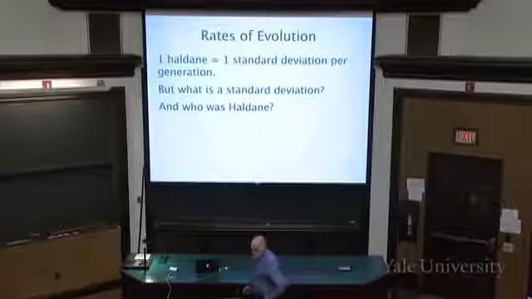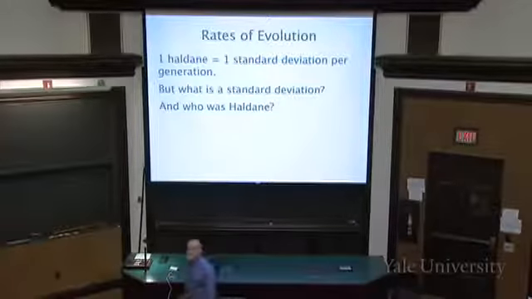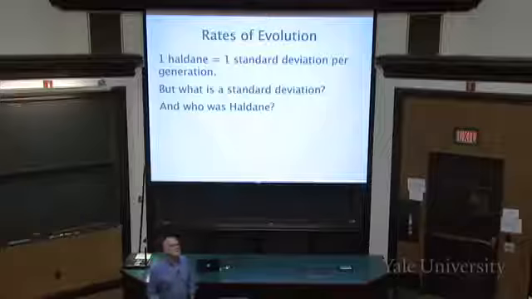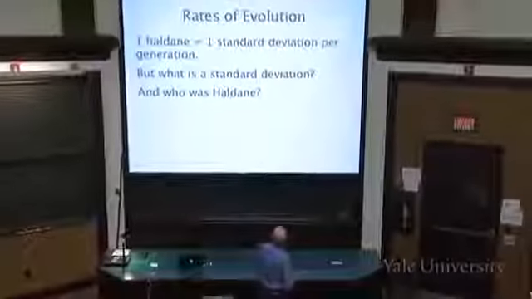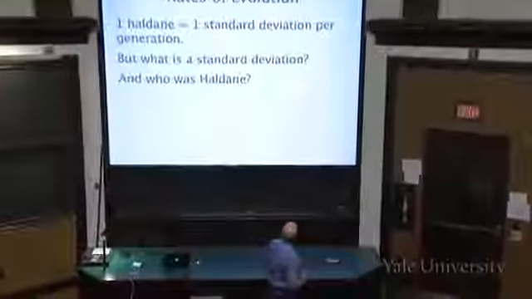Now, how do we measure it? Well, currently, and there's been a bit of controversy about this, but currently, the preferred unit of measurement is a Haldane. And a Haldane is a change in the mean value of the population by 1 standard deviation per generation. So I'm going to tell you what a standard deviation is, and I'm going to tell you who Haldane was.